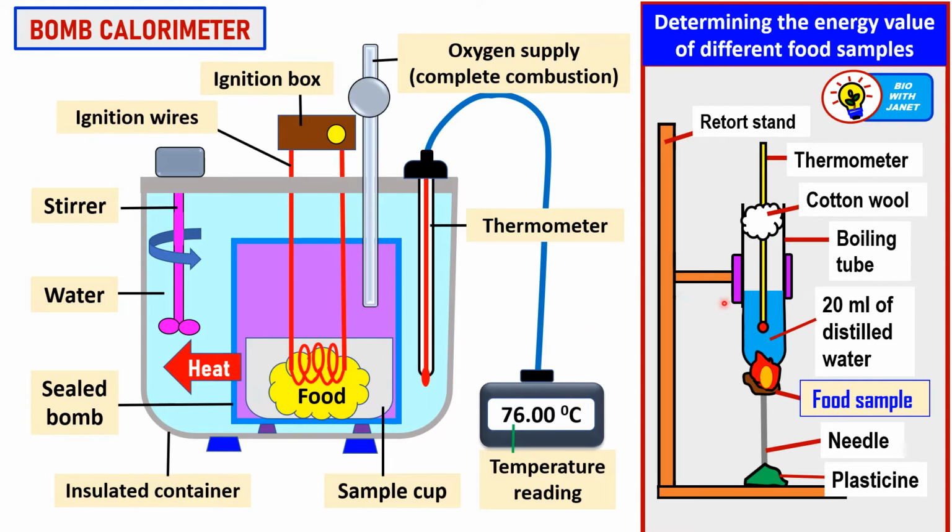In our school lab, we have a very simplified version of the bomb calorimeter, where we burn a sample of food to heat up 20 ml of distilled water in a boiling tube, and then we must record the initial and final temperature of the water. And then we must know the mass of the food too, and the volume of the water in order to calculate the energy value. So let's go on to study more about the energy value of food, and how to measure the energy value of food in the laboratory.